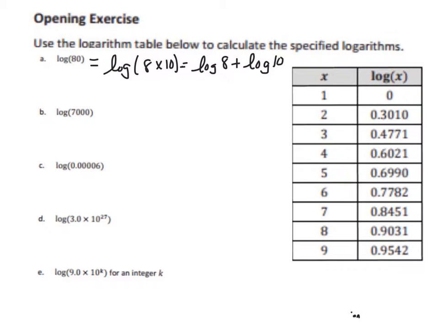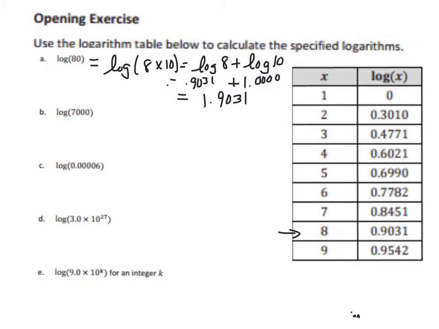So we know that the log of 10 is equal to 1. It's not on this table, but basically 1.0000. And the log of 8, if you take a look at your table right here, says it's 0.9031. Add the two together, you get 1.9031.